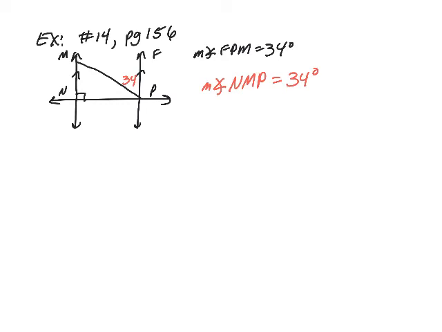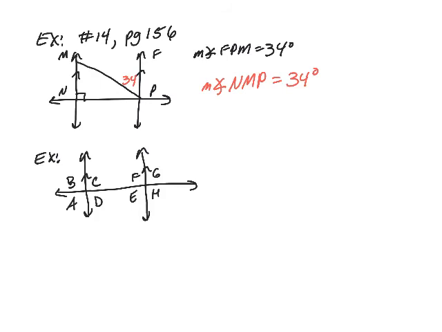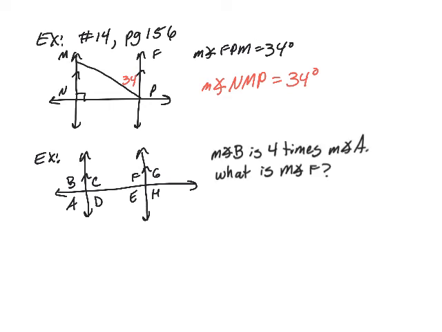Okay, we're going to do one more example here. So in this diagram, I have my two parallel lines, I have my transversal, and each angle is just labeled with letters A, B, C, D, E, F, G, H. All right, so in this problem, the measure of angle B is 4 times the measure of angle A, and we want to know what is the measure of angle F. So this drawing is not to scale. It almost looks like they're 90 degrees, and that's not what this is.